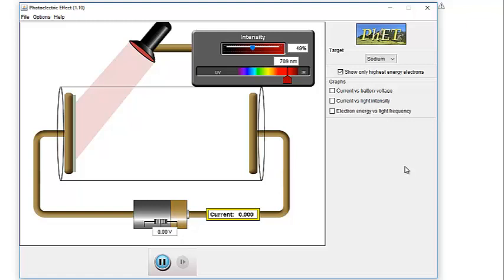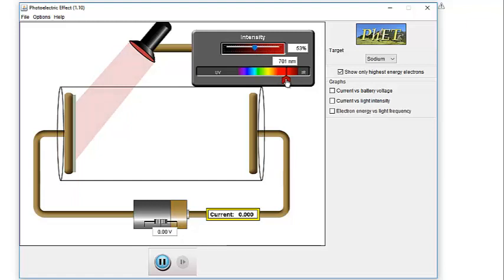Alright, well, let's turn up the intensity. But before I do, when I turn up the intensity, what do you think is going to happen? So make a prediction first. Got your prediction? Okay, I'm going to turn it up. What happened? Anything? Nothing.